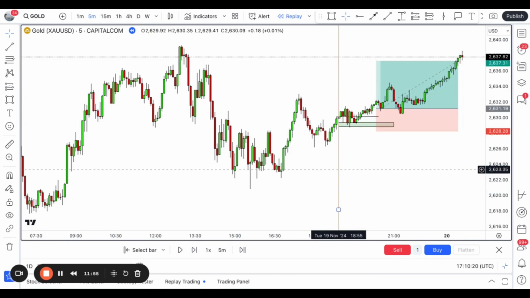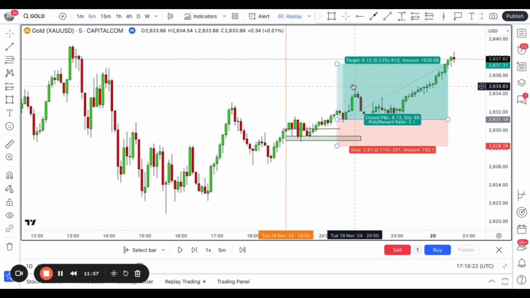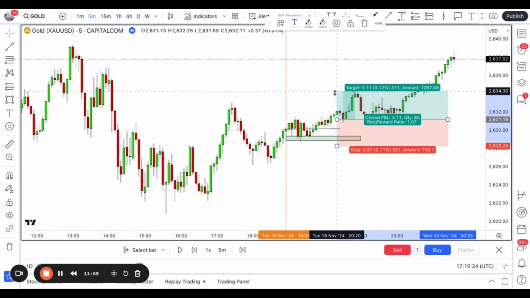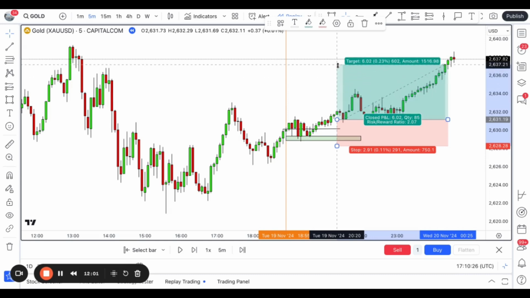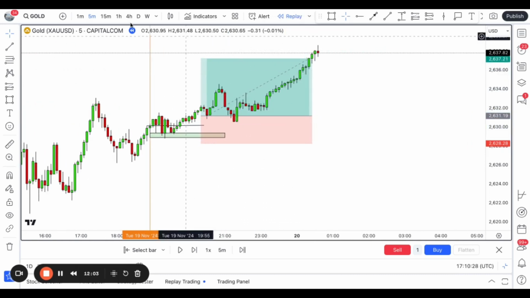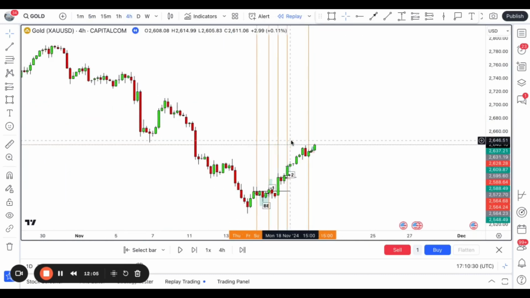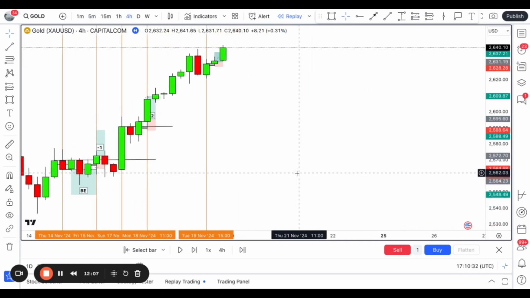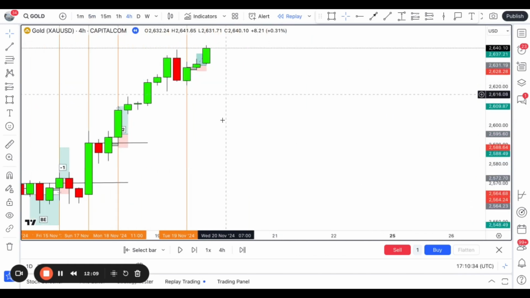So if we've not gone break even, would it have taken profit on that? Would it have gone 1 to 1? It would have gone 1 to 1. Anyway, it would have been a winning trade. So that's that. It just shows how this strategy still works. So it's not an issue.